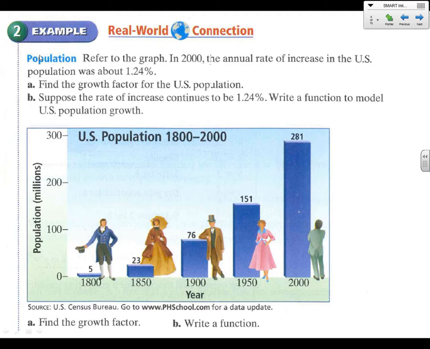All right, so let's use that for example 2. Refer to the graph. So we've got our graph here for U.S. population growth. In 1800, there were 5 million people in the U.S. and in 2000 there were 281 million people in the US. So you can see that we were flat, flat, flat, and then we're starting to take off really quickly here, exponentially. So find the growth factor first, and then suppose the rate of increase continues, write a function to model it. So in here, 1.24, the rate of increase, that's our growth factor. We've already got that figured out.